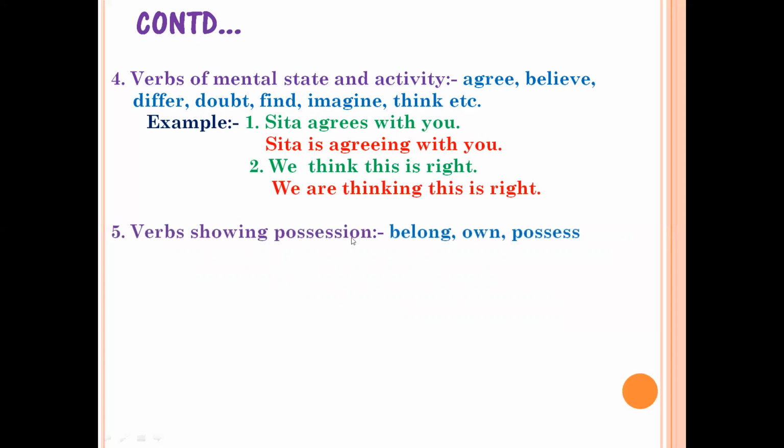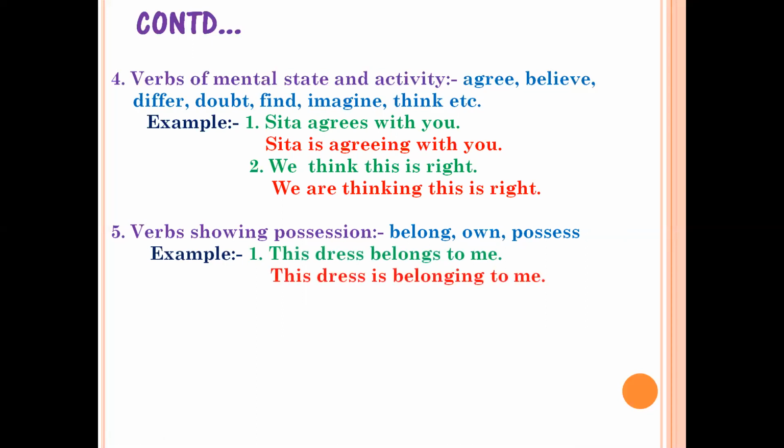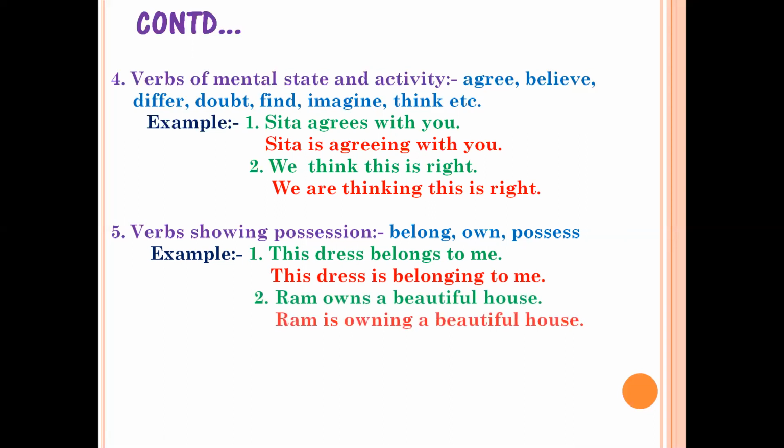Next is verbs of possession. So verbs which show possession like belong, own or possess, we cannot use them in continuous form. For example, this dress belongs to me. Correct. This dress is belonging to me. Incorrect. Ram owns a beautiful house. Correct. Ram is owning a beautiful house. Incorrect.